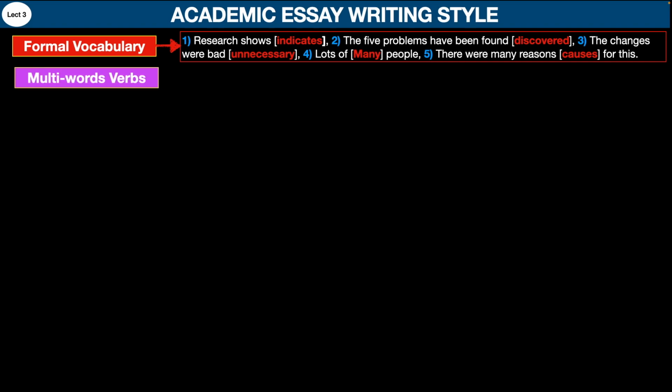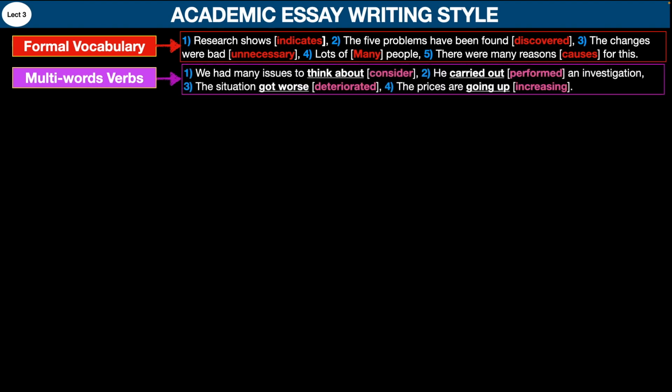The next one is multi-word verbs. Always try to avoid using multi-word verbs. These are basically phrasal verbs. We can see some examples here. "We had many issues to think about." Look here, think about is 2 words. Instead of 2 words, you should use 1 word, which is consider. Instead of think about, you should use consider.